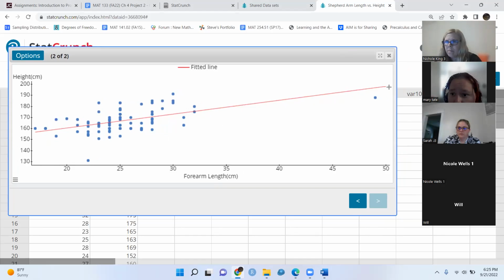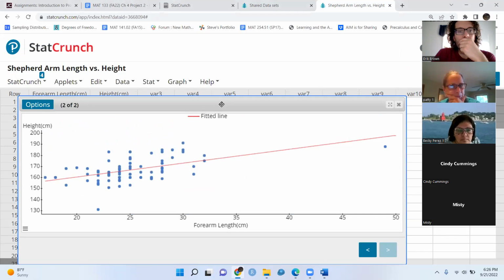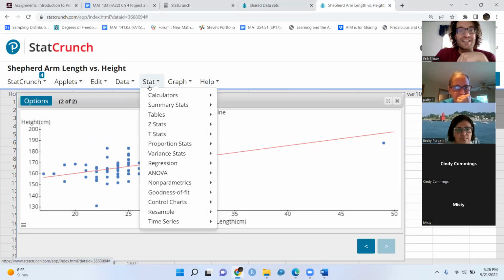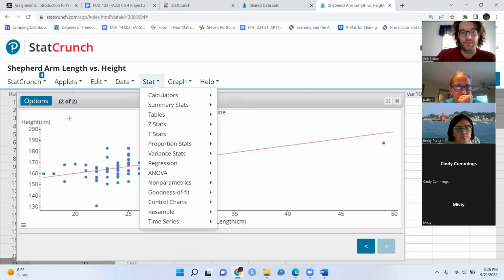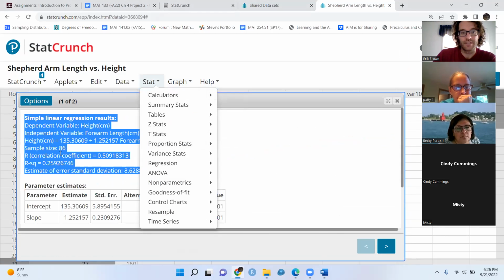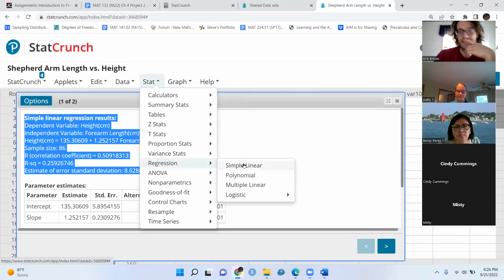Who else said they hadn't gotten there? I can do it way slower. I haven't gotten there. I got my scatter plot part. So I lost you. The second spot is go to Stat. That's where this thing is coming from that's on the screen right now, this mess. You go to Stat and then Regression and Simple Linear.